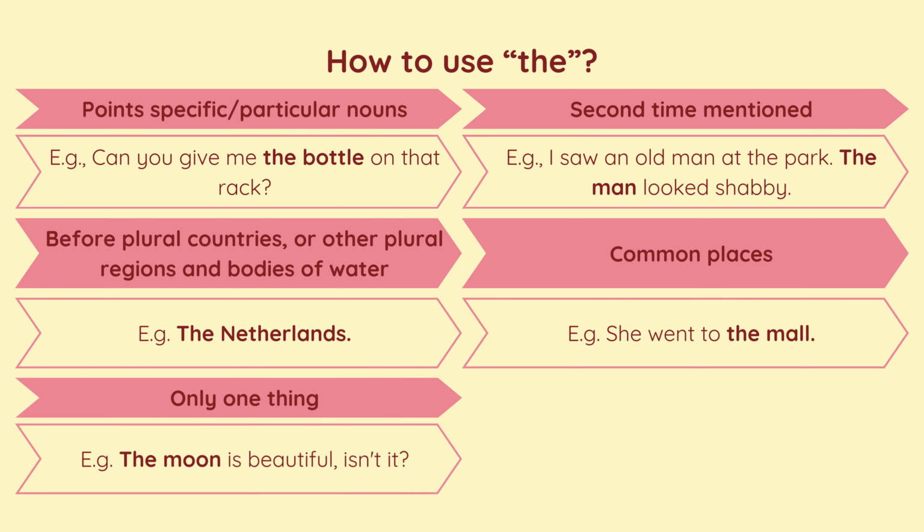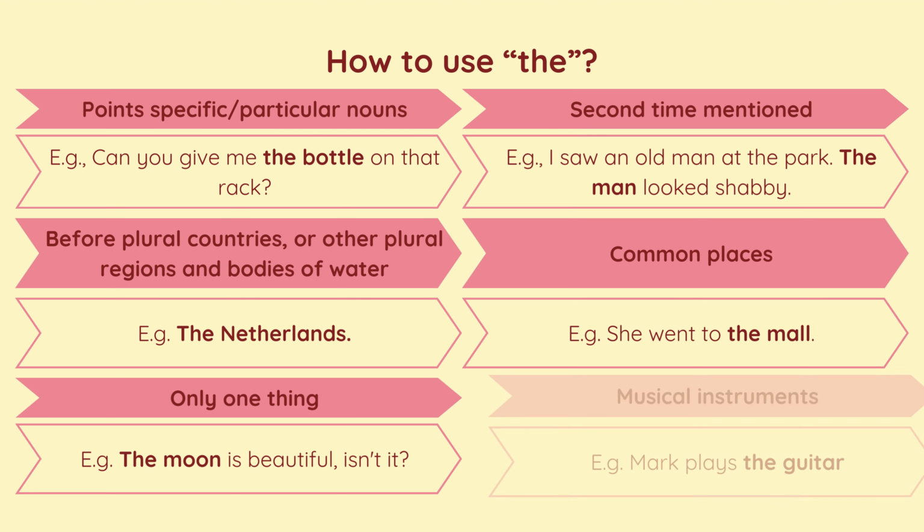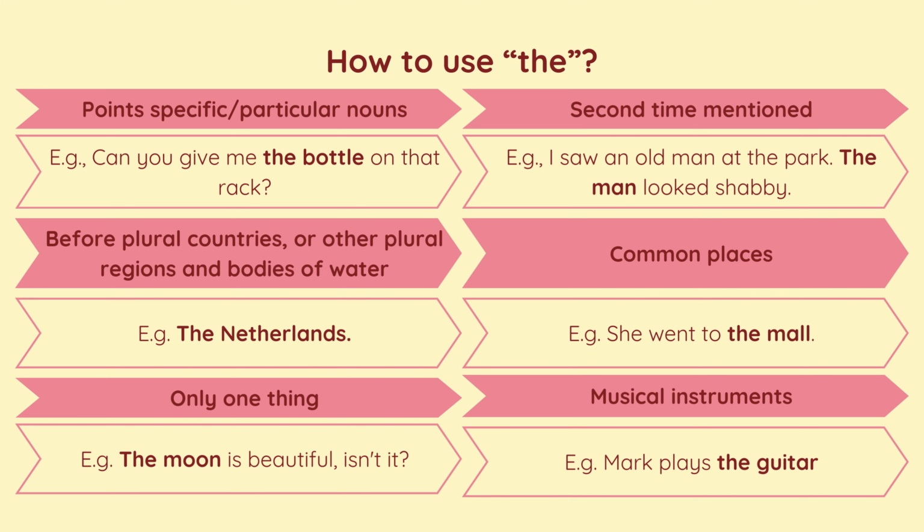Next, the is also used when there is only one thing that exists. For example, the moon is beautiful, isn't it? Lastly, for musical instruments. For example, Mark plays the guitar. Now, moving on. How to use the articles a and an.